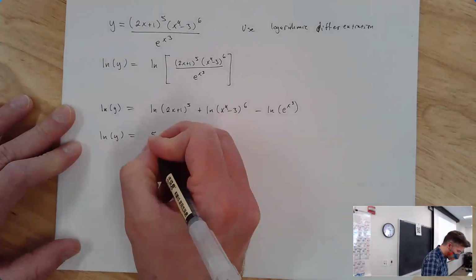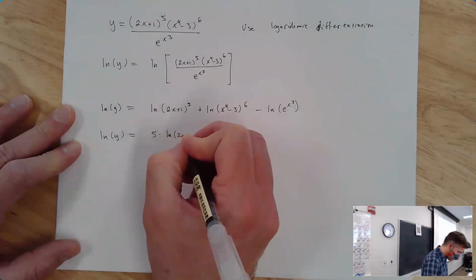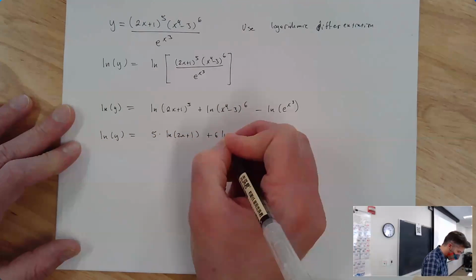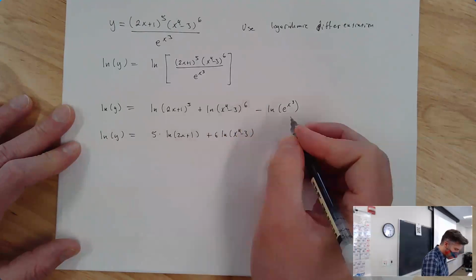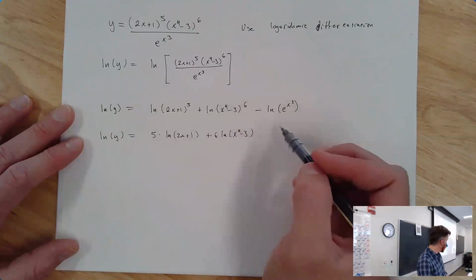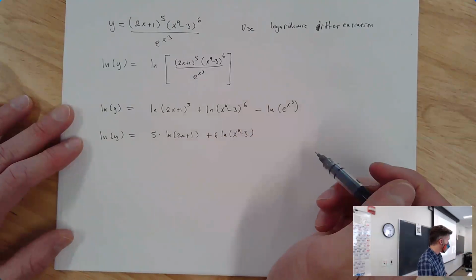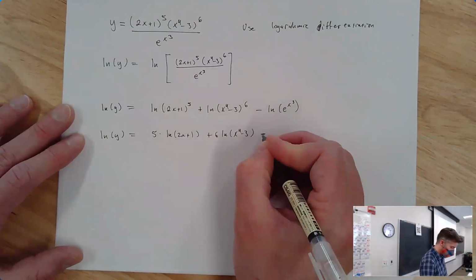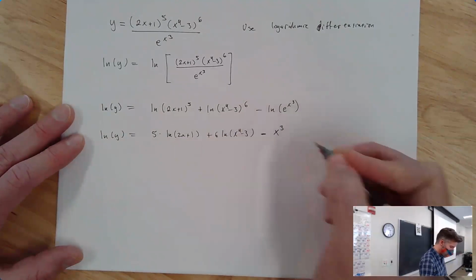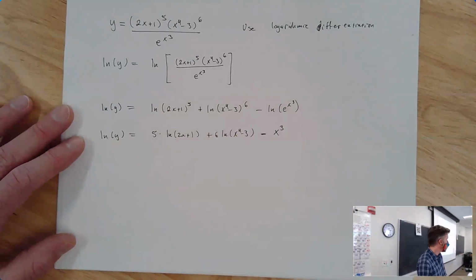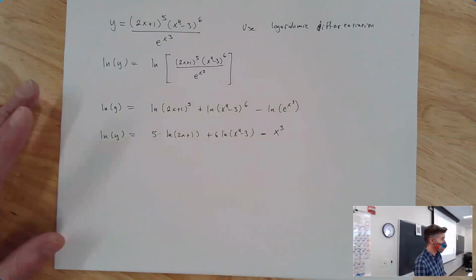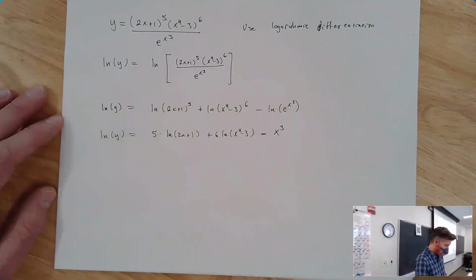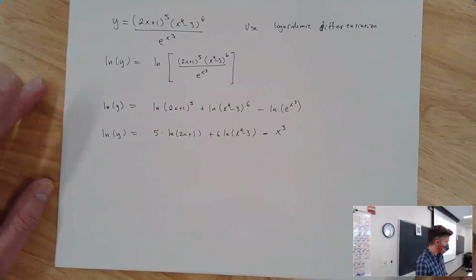This is going to be 5 times natural log of 2x plus 1, plus 6 times natural log of x to the 4th minus 3. And this is just going to be what over here? What's the natural log of e to the x cubed? Just x cubed. The natural log of e to the stuff is just the stuff. And now we're ready to differentiate both sides.